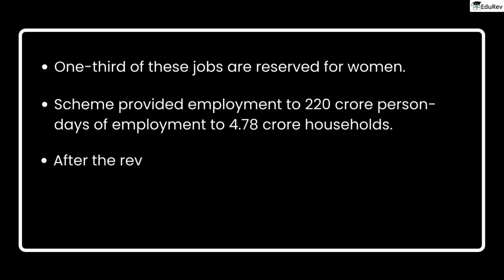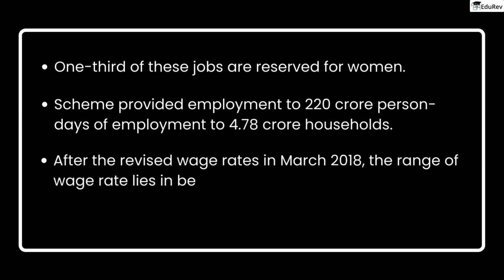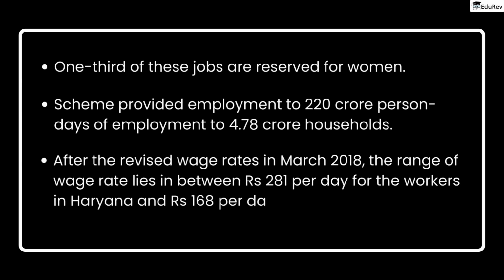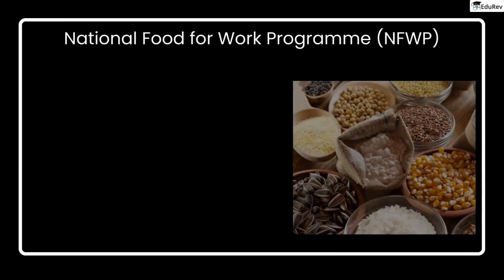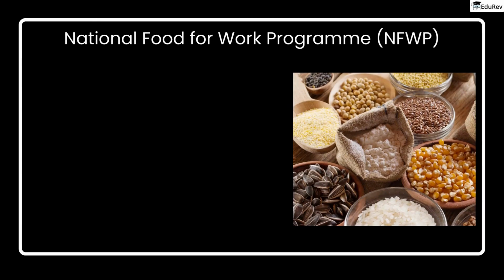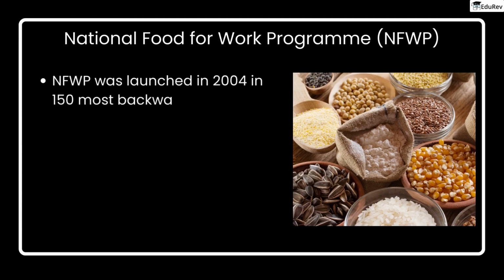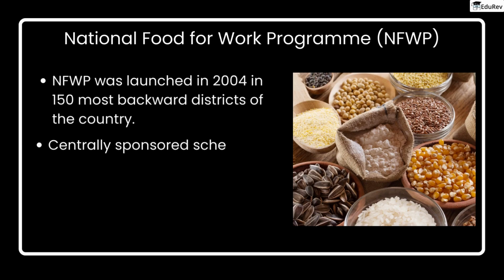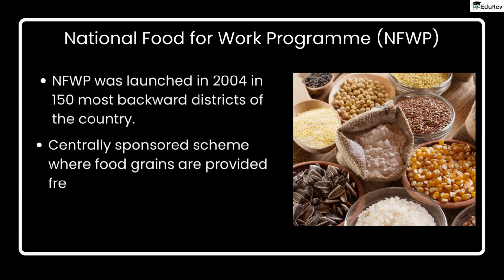After the revised wage rates in March 2018, the range of wage rate lies in between 281 rupees for the workers in Haryana and 168 rupees for the workers of Bihar and Jharkhand. Next, National Food for Work Program, NFWP. The NFWP was launched in 2004 in 150 most backward districts of the country. It is a centrally sponsored scheme where food grains are provided free of cost to the states.